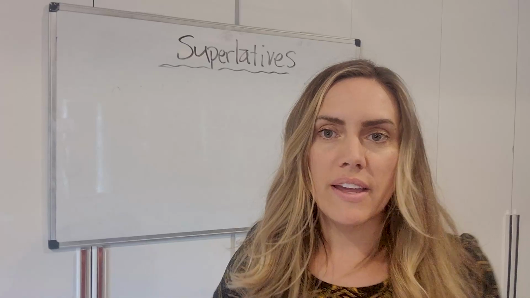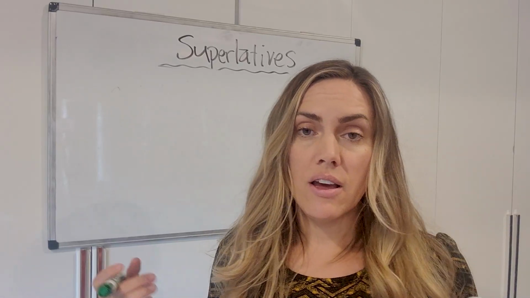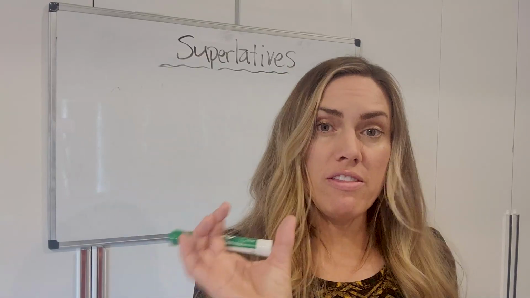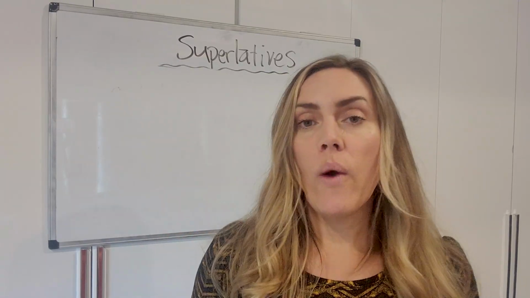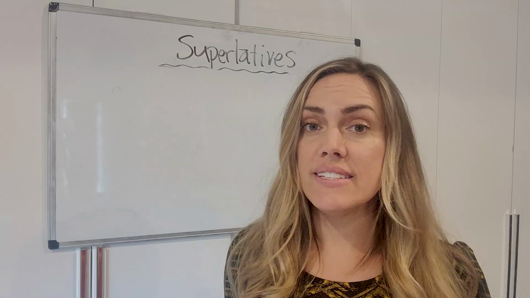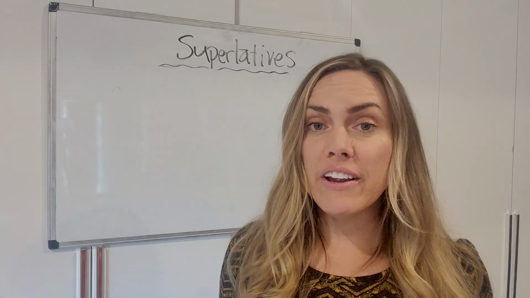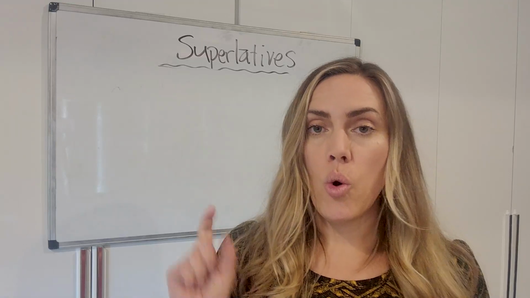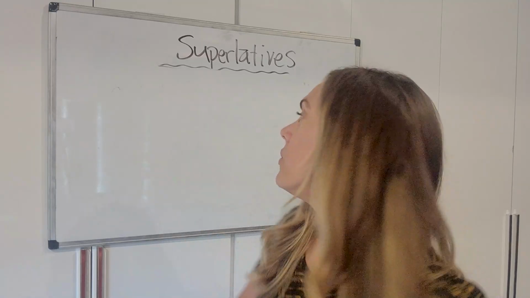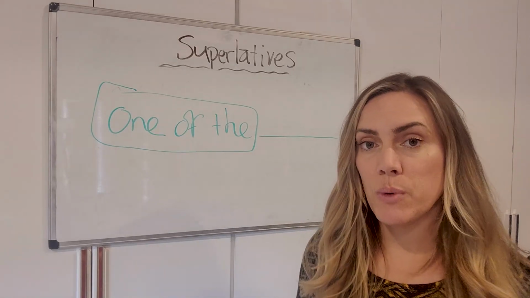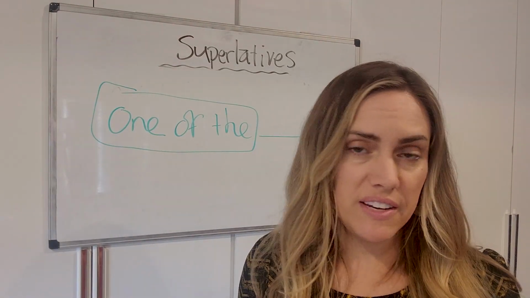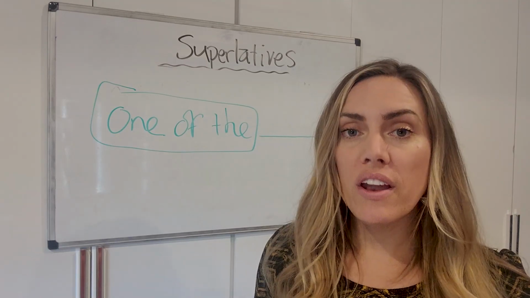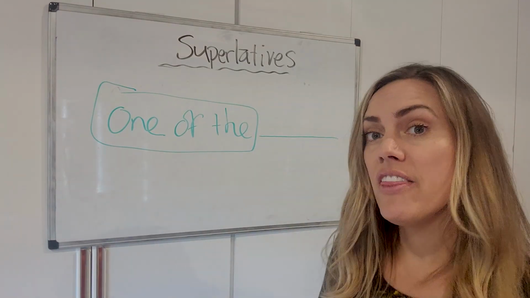Just like when we're making comparisons, we say faster than, more expensive than. We use the word than for comparatives. Well, with superlatives, we do not say than, but we very often do say one of the, okay? One of the. So this is an important expression to use with superlatives. You don't always have to, but it's very common. One of the, and then you use the superlative.